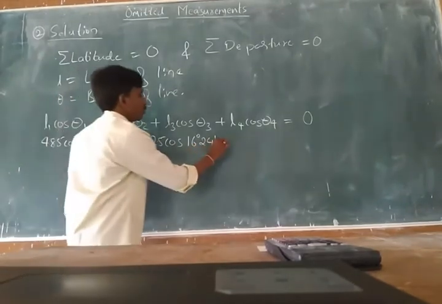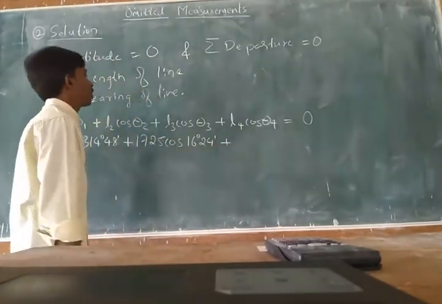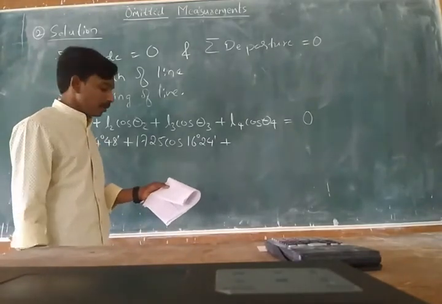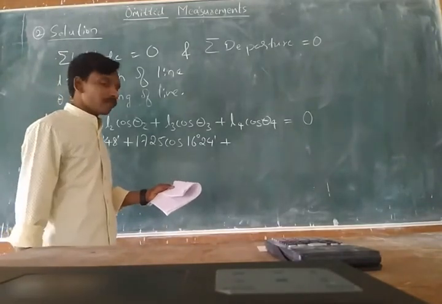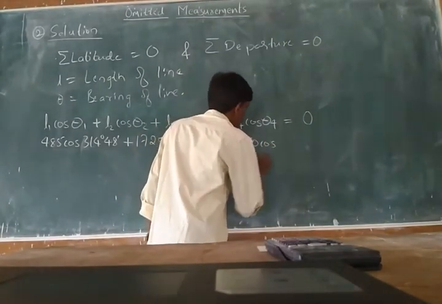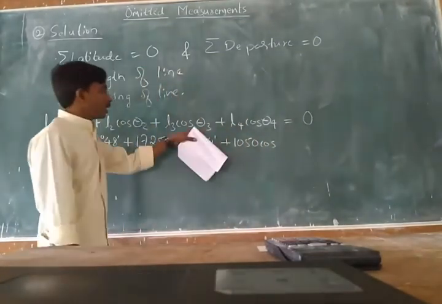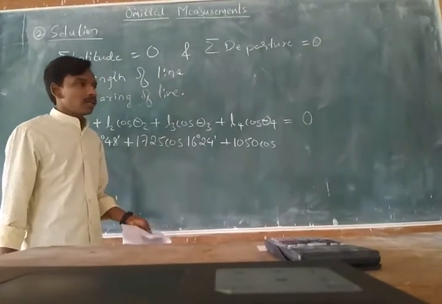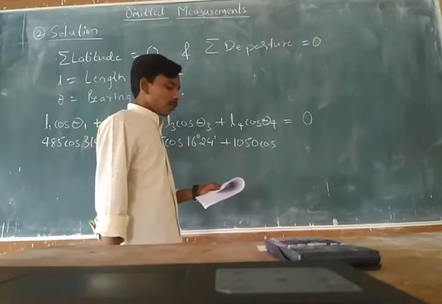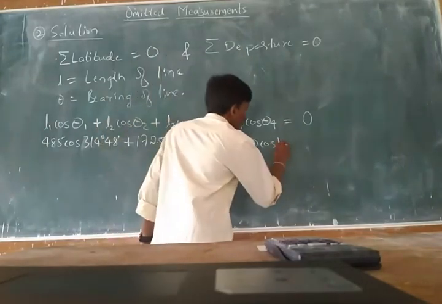And now plus L3 cos theta 3. So length of third line, which is CD line. So the length is 1050. 1050 cos theta 3. So theta 3 is bearing of CD. That is 142 degrees 6 minutes.